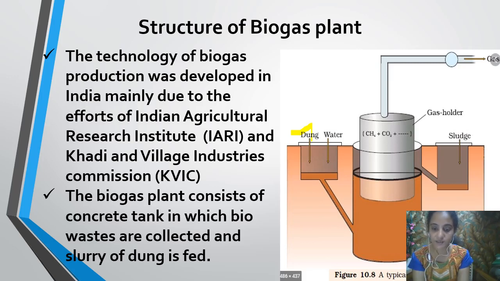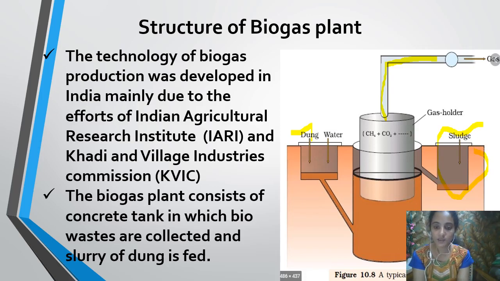When this bacteria start releasing the methane gas, because of the pressure of this gas, the lid will come up. And when the lid comes up, by this pipeline, we can get the gases released from it, and it can be connected to the houses. And in between, we can see the sludge coming here, and this sludge can be removed from time to time, and it can be used as a manure and fertilizer.